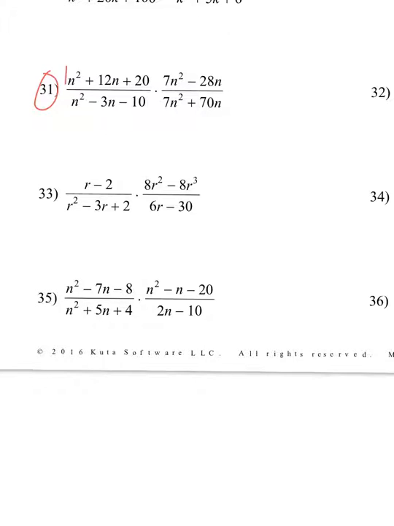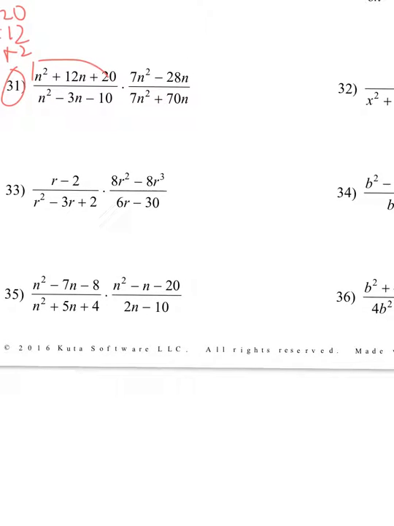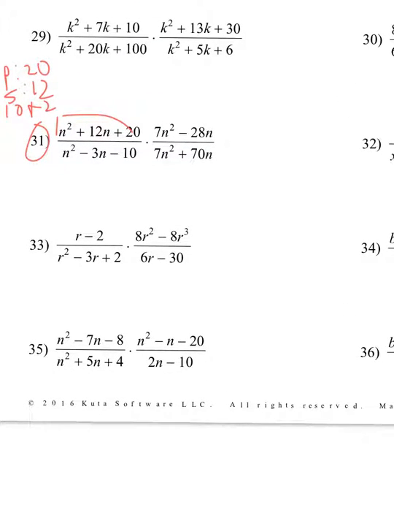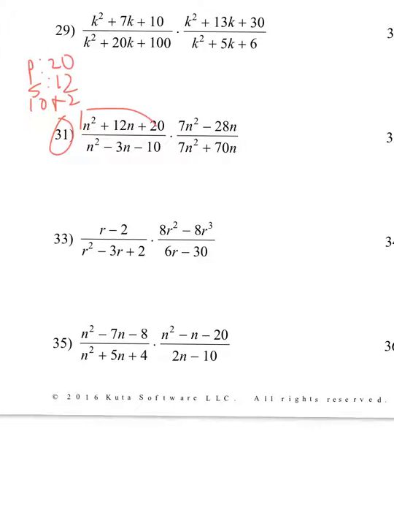Okay, so on this top, if I'm going to factor this, 1 times 20, so I need a product of 20 and I need a sum of 12. So everybody agree that would be 10 and 2 are my pair of factors. So this top is really going to factor into n plus 10 and n plus 2. Okay, that's this trinomial right there.